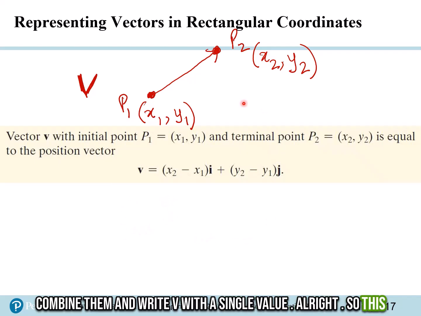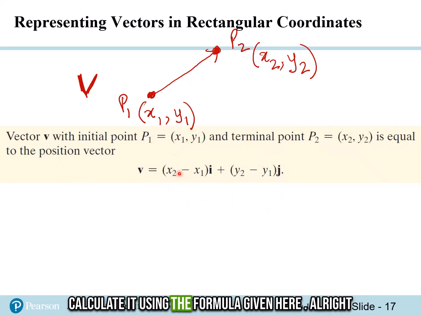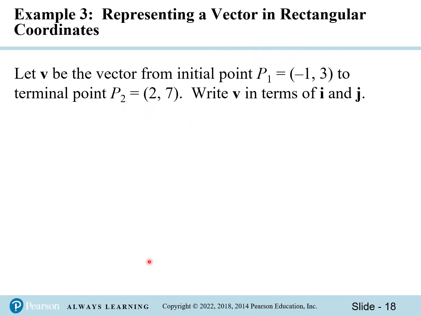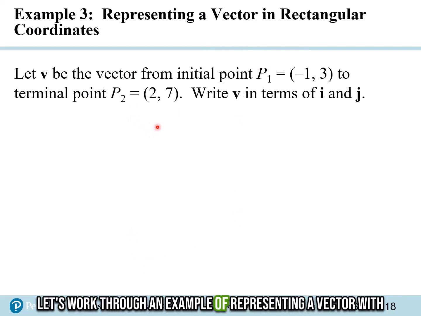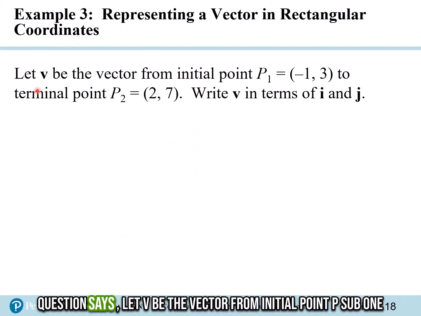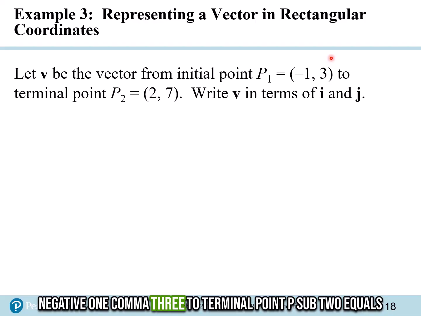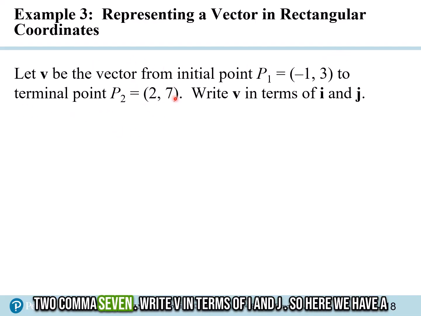All right, so this is the general form of a position vector, and this is how we calculate it using the formula given here. All right, let's work through an example of representing a vector with given coordinates in the rectangular coordinate plane. Question says, let v be the vector from initial point p sub 1 equals (-1, 3) to terminal point p sub 2 equals (2, 7). Write v in terms of i and j.